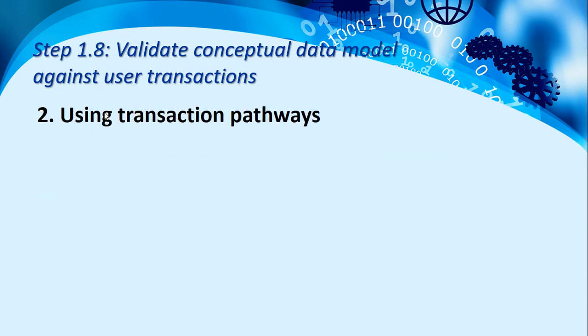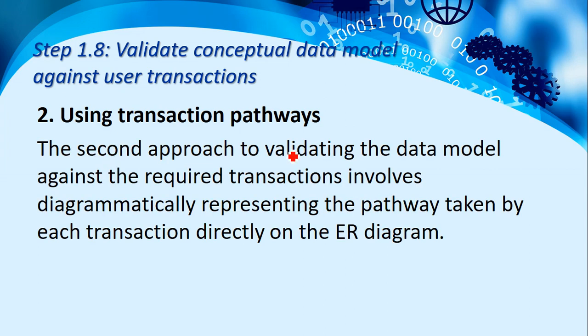Excuse me. So next, we have the using transaction pathways. So if you're familiar with what we did with the first lesson sa mga traps, yung fan trap and chasm traps, parang ganon din, you know. Basically, we're tracing a certain path, no, from one entity to another. So the second approach to validating the data model against the required transactions involves diagrammatically representing the pathways taken by each transaction directly on the ER diagram.